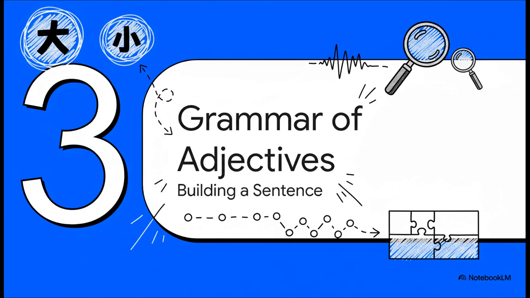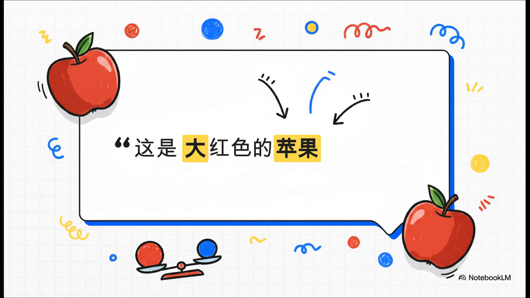Excellent work. So, now that we have this really deep feel for the characters themselves, let's put them to work. It's time to move on from the individual building blocks and see how they actually function inside a proper sentence. So, how do we use da and xiǎo to describe an object? Okay, here's our example sentence for today.